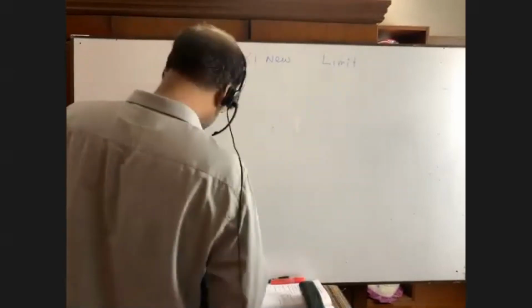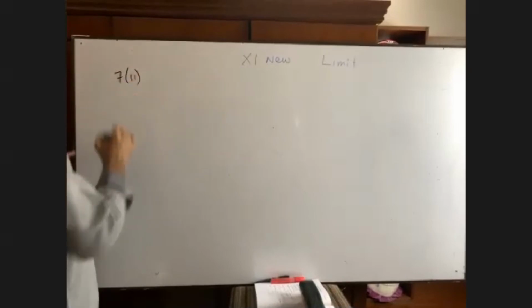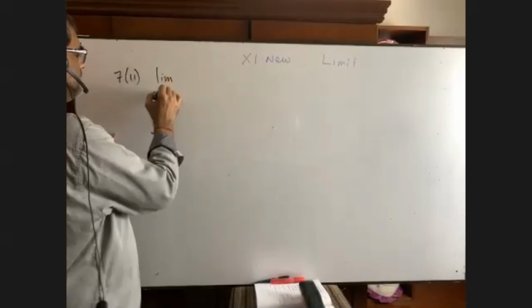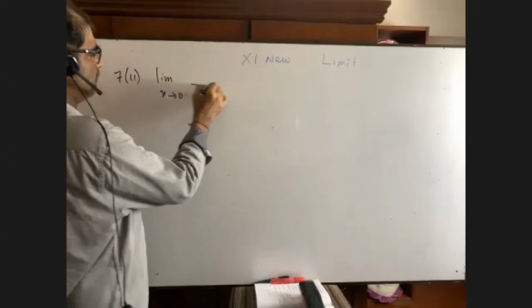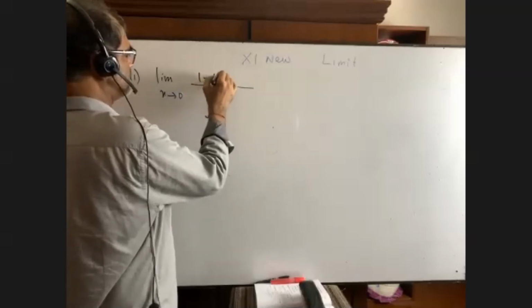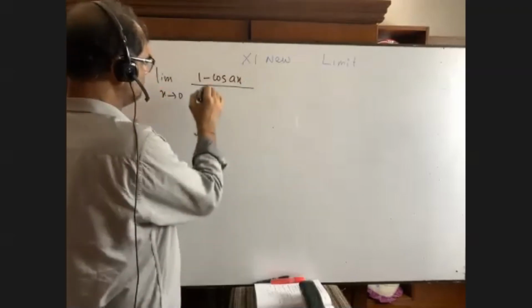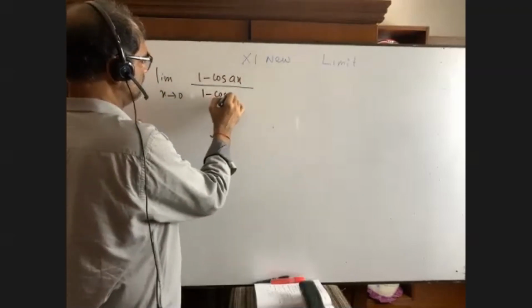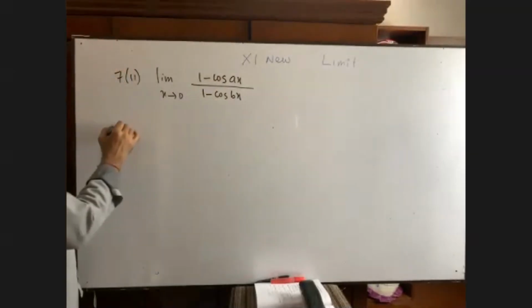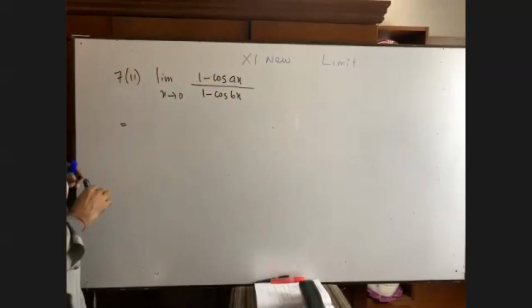Question number 272. Limit x tends to 0 of (1 minus cosine ax) by (1 minus cosine bx). Very easy and simple. What is the formula? Can you please let me know what is the formula?